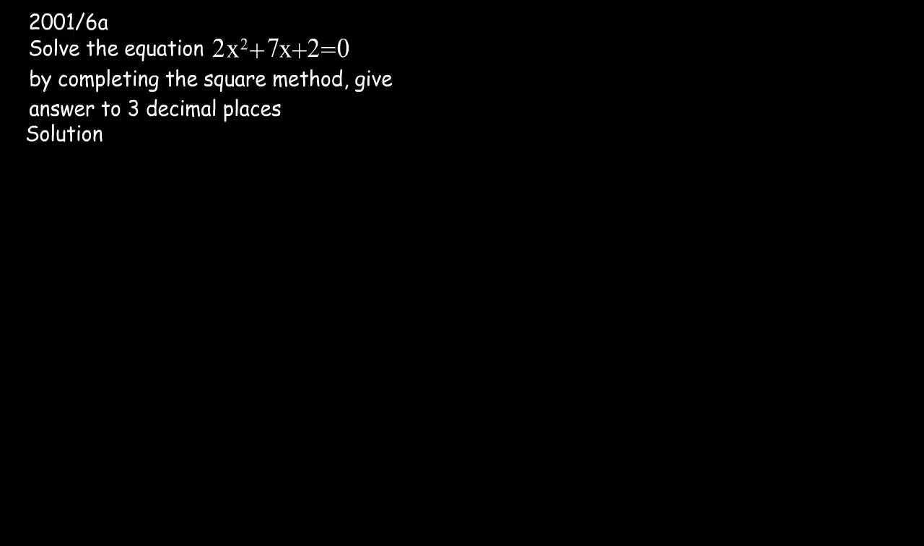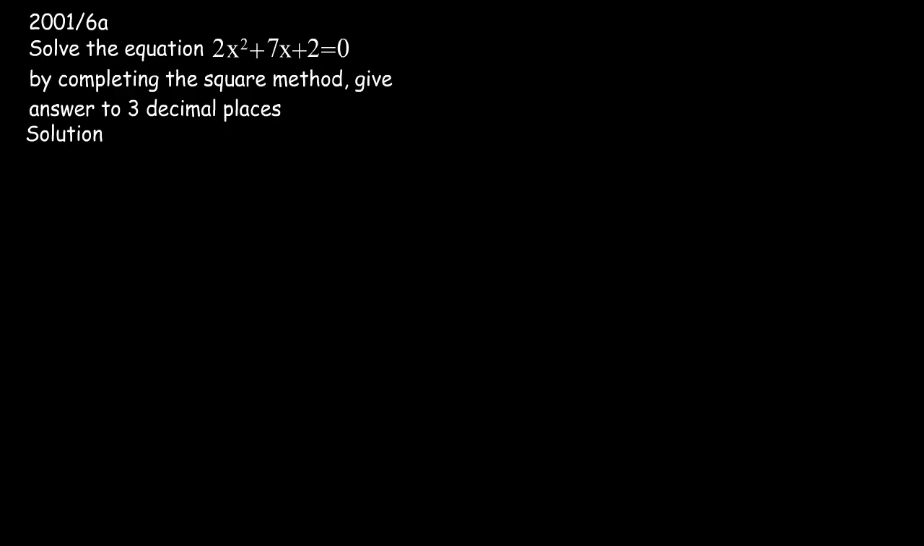We'll be treating one final example from WAEC 2001, and it states: solve the equation 2s squared plus 7s plus 2 is equal to 0 by completing the square method. Give the answer to 3 decimal places.